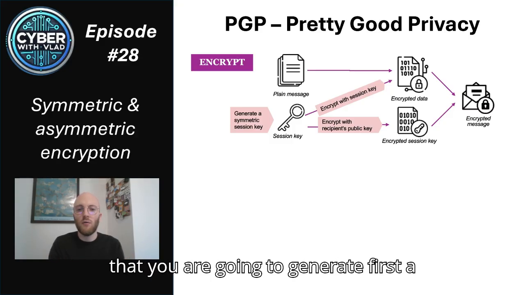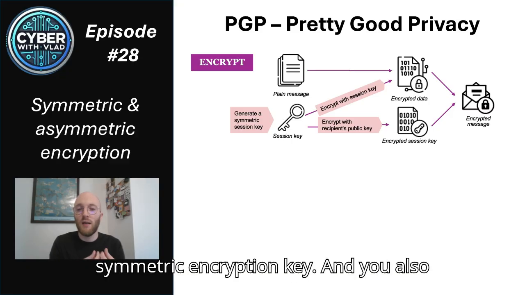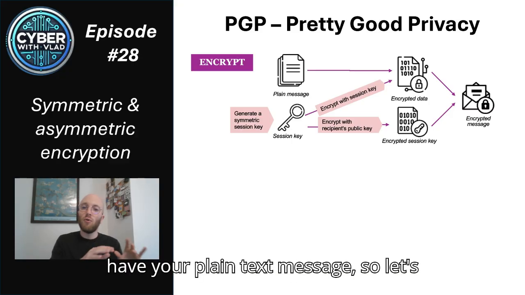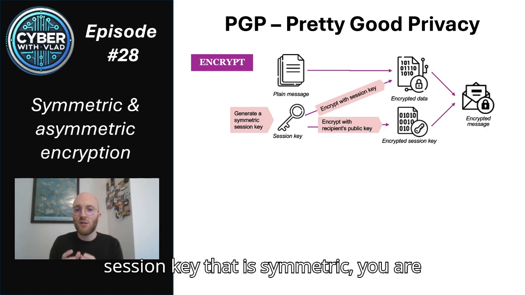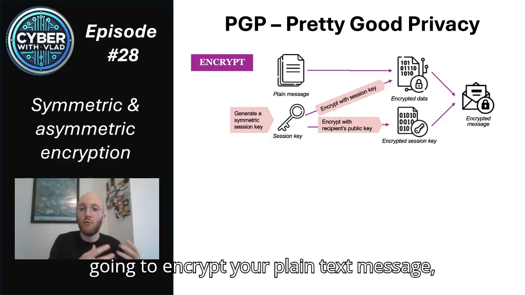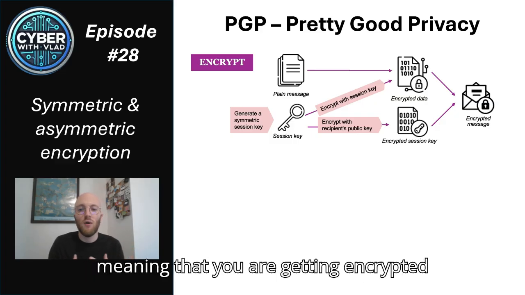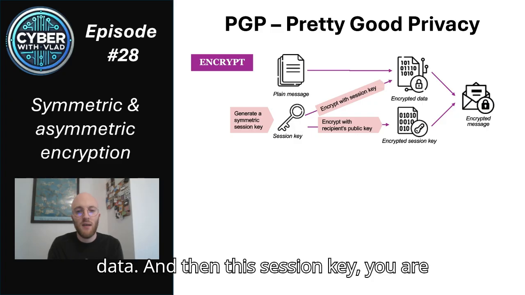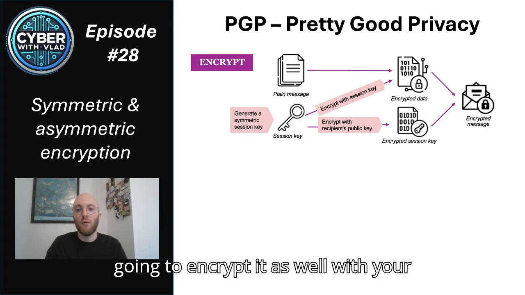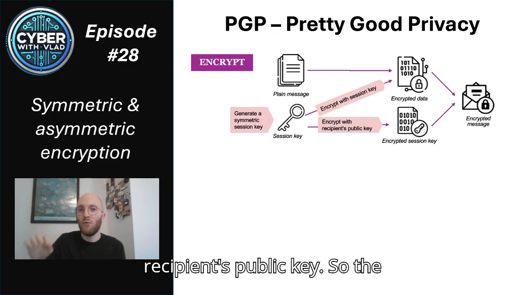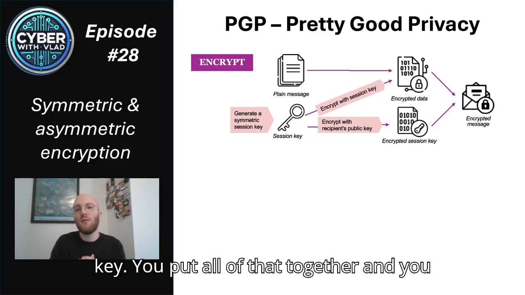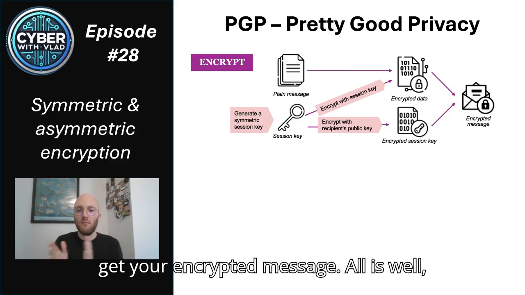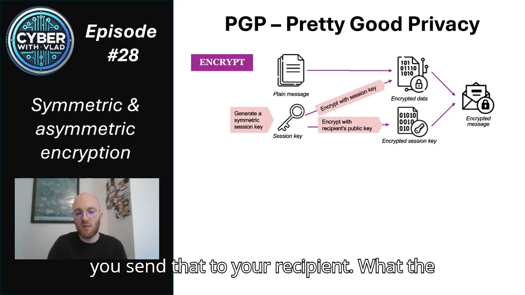The idea is that you are going to generate first a symmetric encryption key. And you also have your plain text message, so let's say the content of your email. With this session key that is symmetric, you are going to encrypt your plain text message, meaning that you are getting encrypted data. And then this session key, you are going to encrypt it as well with your recipient's public key. So the recipient's public key is an asymmetric key. You put all of that together and you get your encrypted message. All is well, you send that to your recipient.